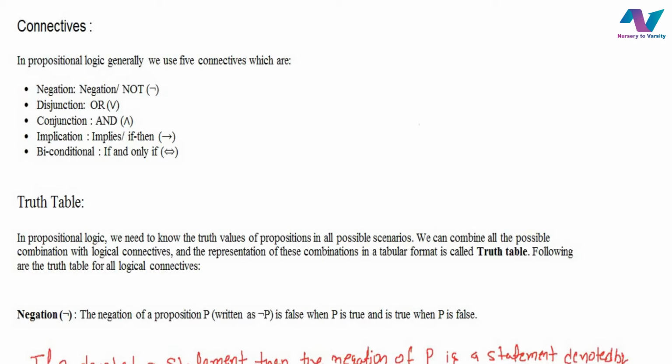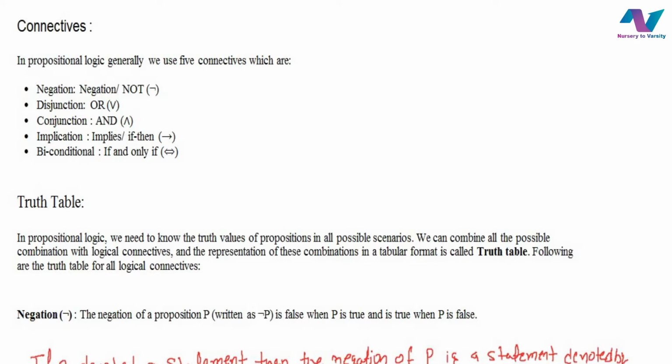So in this lecture we are going to discuss the truth table. Before starting, we must know how the truth table is used in propositional logic. In propositional logic we need to know the truth value of a proposition in all possible scenarios. We can combine all the possible combinations with logical connectives and represent them in a tabular format, and this tabular format is called a truth table. So let's start with the truth table for the logical connectives.